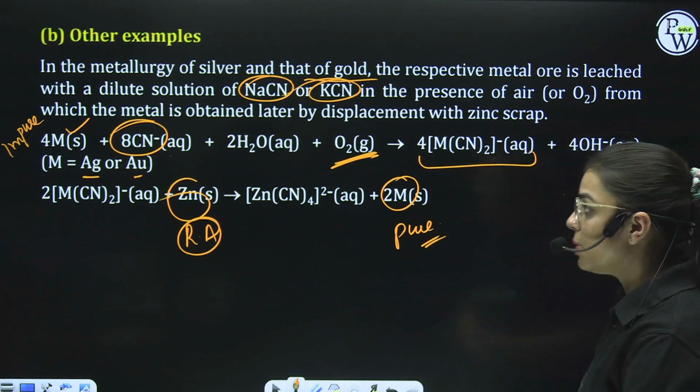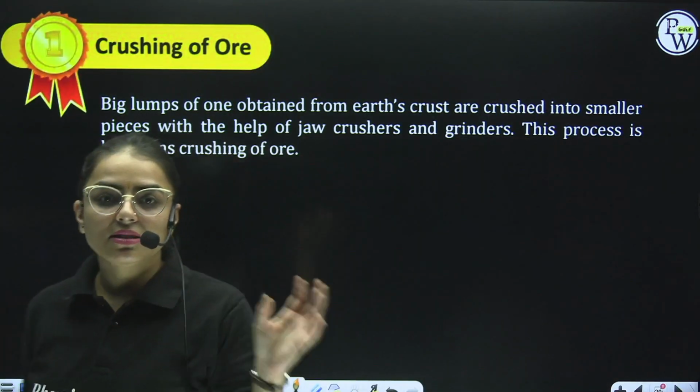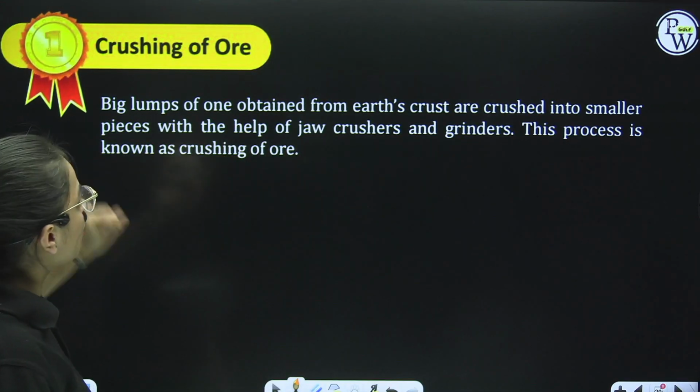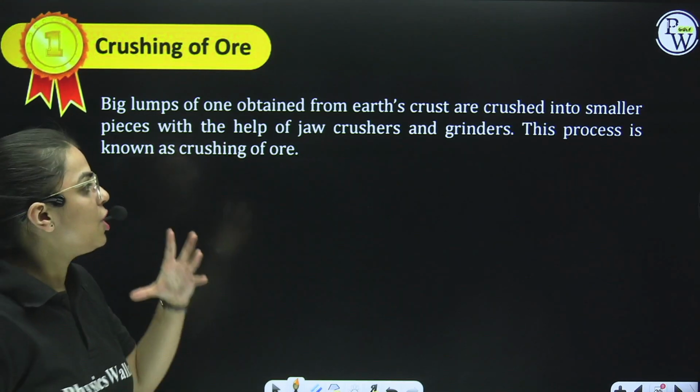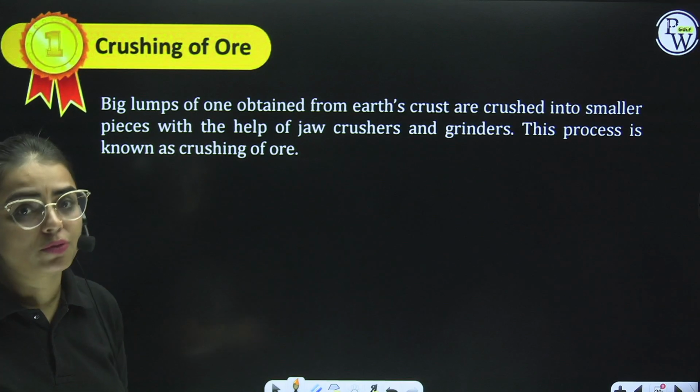Now let's move on to the next one, that is crushing of ores. Let's understand about crushing. Big lumps of ore obtained from Earth's crust are crushed into smaller pieces with the help of jaw crushers or grinders. This process is crushing. Crushing means converting them into the powdered form.